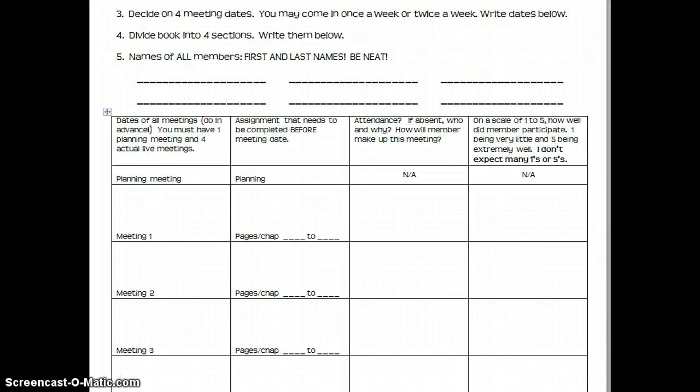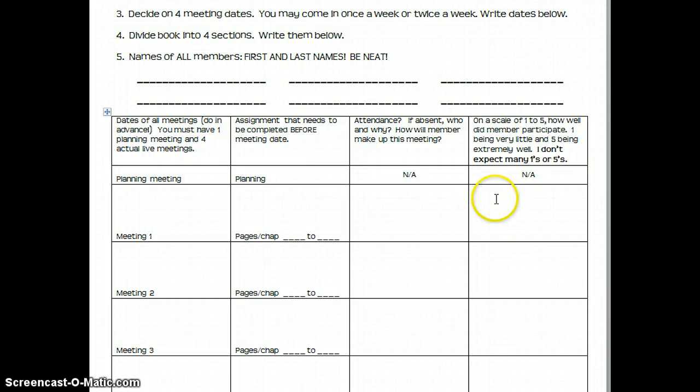Then during the book club, if anybody's absent from your book club, just jot their name down, and maybe they're ill, so you just write ill. You need to talk to them, or they need to tell you how they're going to make this meeting up, because if they can't get 4 meetings in, then it can't count for them. So they can turn in their notes to you. You can meet a separate time just to get that person caught up, whatever you want to do.